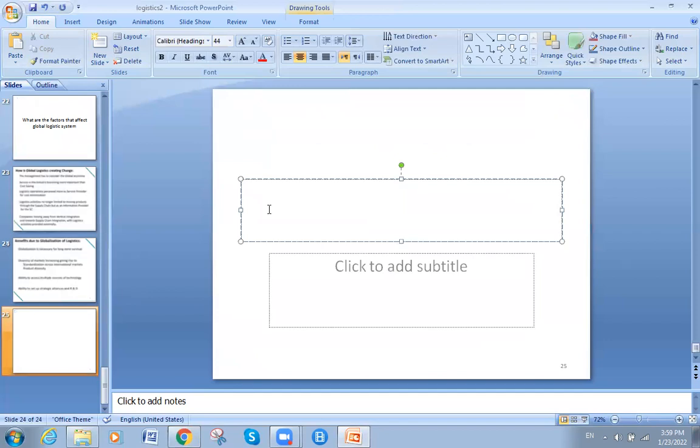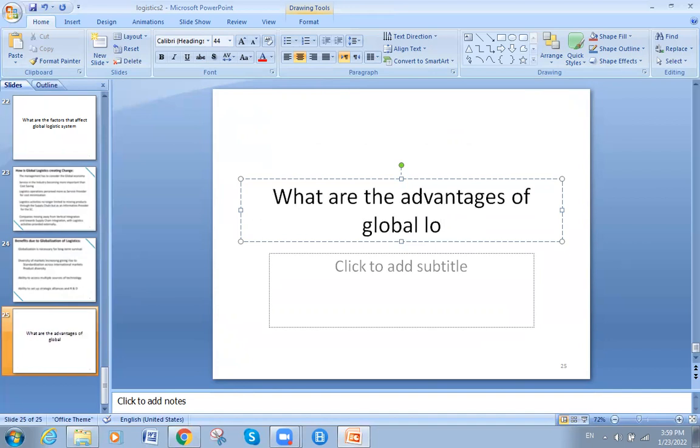What are the advantages of global logistics system?